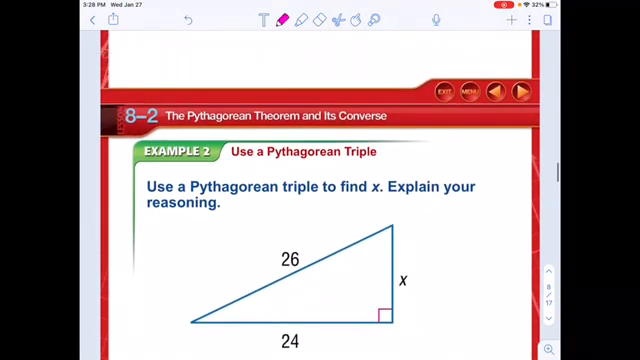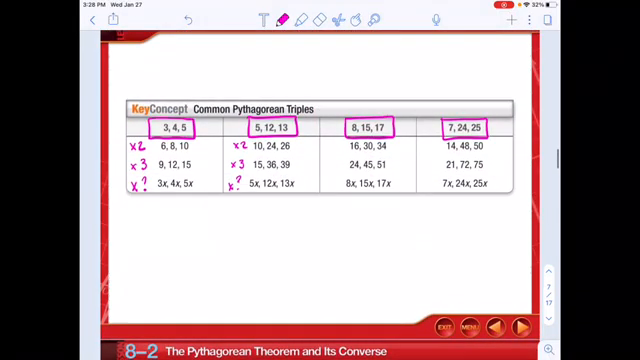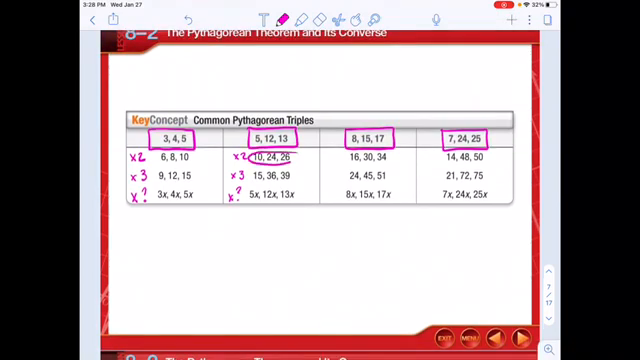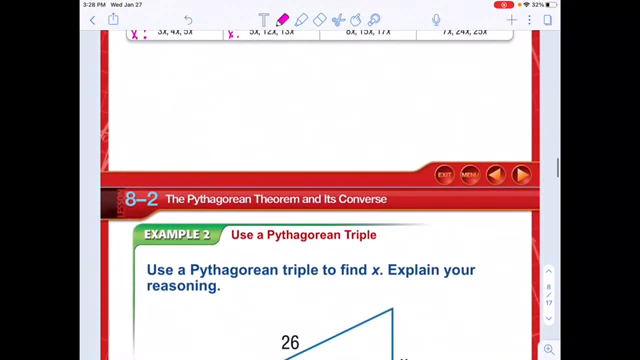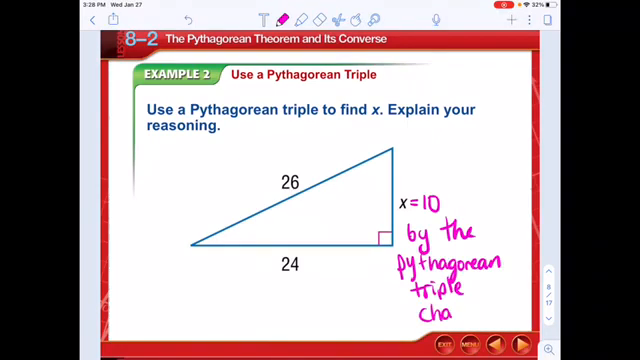But we can scroll up. So we're looking for a 26 and a 24, where the 26 is the longest side. So I see that right here, because we know the hypotenuse has to be the longest. So 10, 24, and 26. So we know x equals 10 by the Pythagorean triple chart. Or you could have solved. Either way, totally fine.